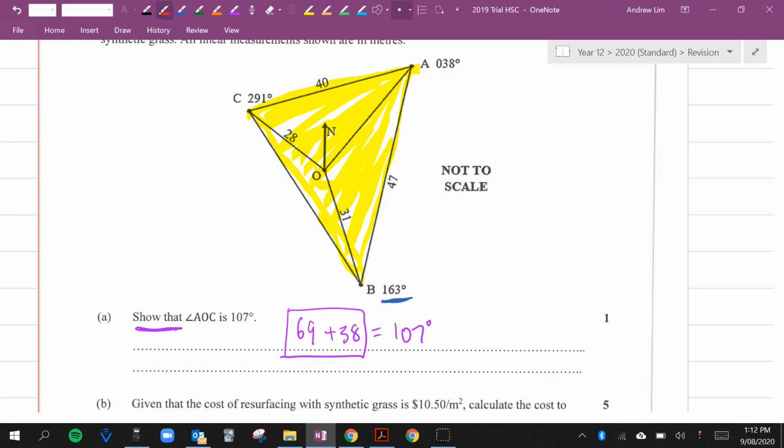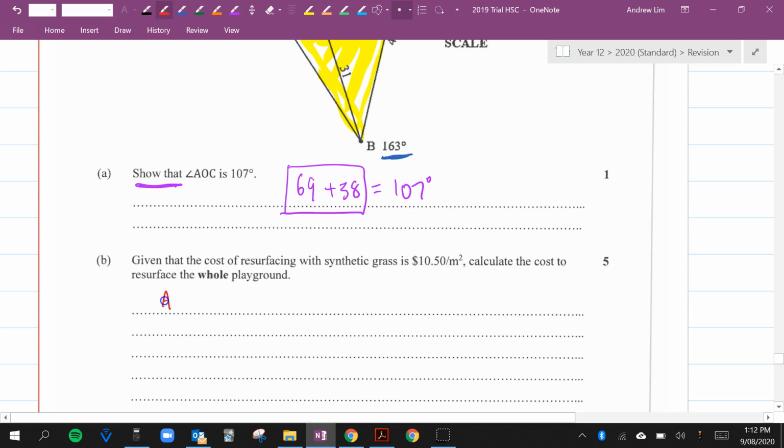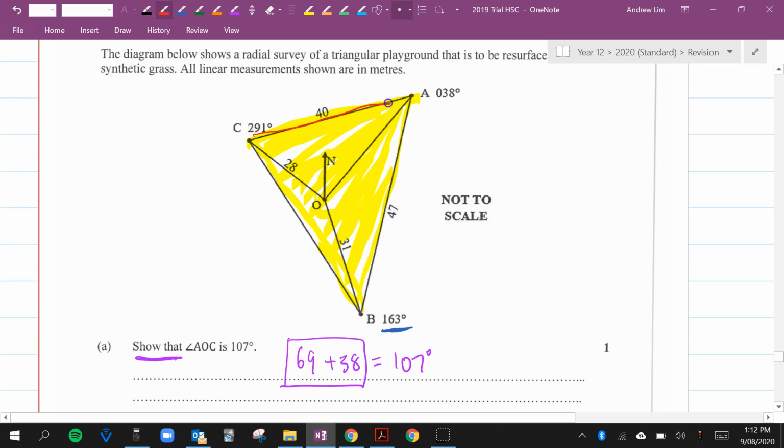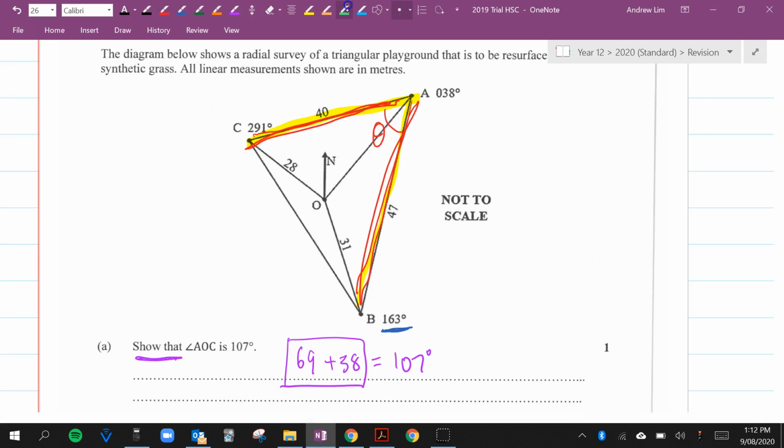Now, to work out the area of a triangle, I need to use A equals half ab sine C, where C is the angle in between the two known sides. Well, I know this side here is 40, and I know this side is 47. That means I need to work out this angle here, theta. In order to work that out, I need to work out this side, and then I can use the cosine rule to work out that angle.